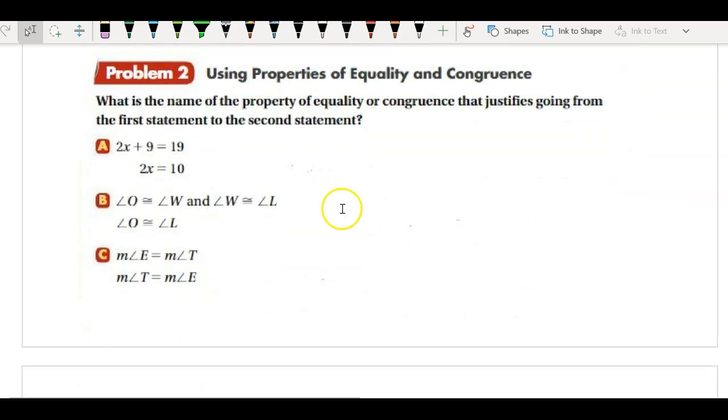So let's try another problem. When you're doing these, we want to know what property they use to go from here to this next step. So what did they do? They subtracted 9 from both sides, right? So this would be the subtraction property of equality.